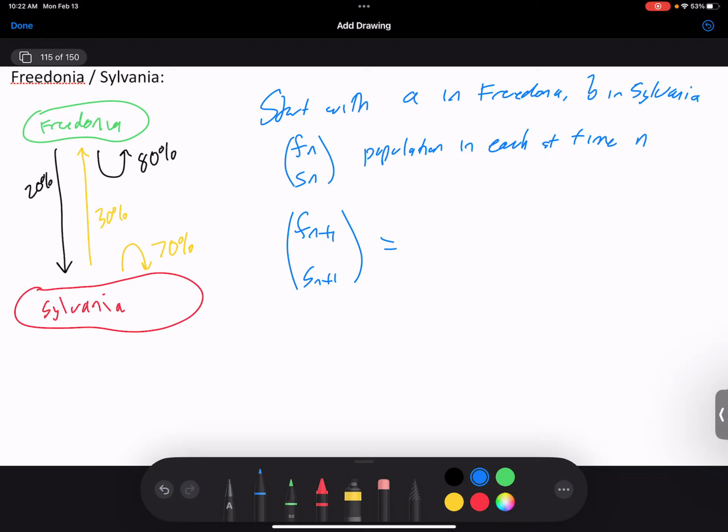Yes. 0.8 Fn plus 0.3 Sn. Good. And then similarly, Sylvania would be 0.2 Fn plus 0.7 Sn. Yes. And so that would be the matrix 0.8, 0.3, 0.2, 0.7 times Fn, Sn.